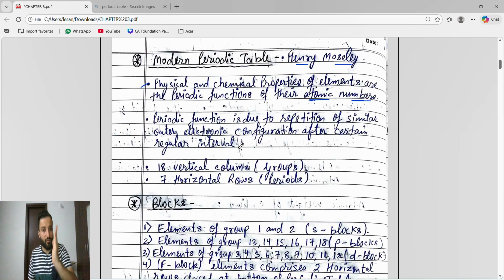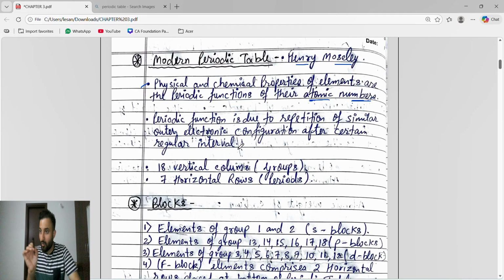So what is the interval, guys? If you start from S1, you go through the whole period, and again you come to S1, again the whole period, again S1. So what is happening? After a certain regular interval, you come to S1, which has the outer electronic configuration of S1. Again you will go for S2.